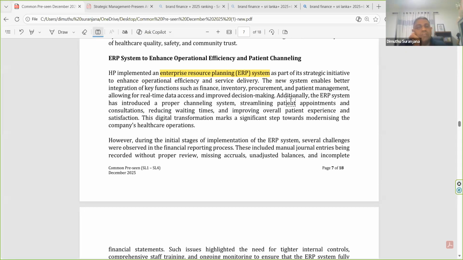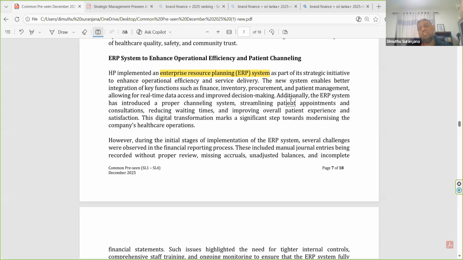Additionally, the ERP system has introduced a proper channeling system, streamlining patient appointments and consultation, reducing waiting time, and improving overall patient experience and satisfaction. So, better service to customers. This digital transformation marks a significant step toward modernizing the company's healthcare operations.